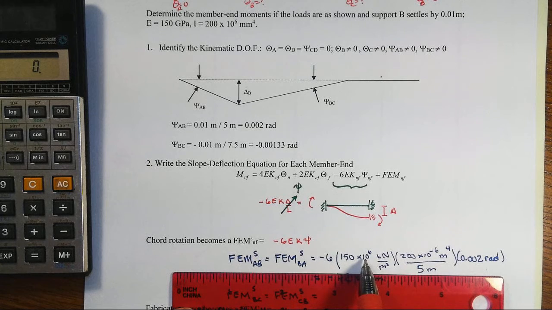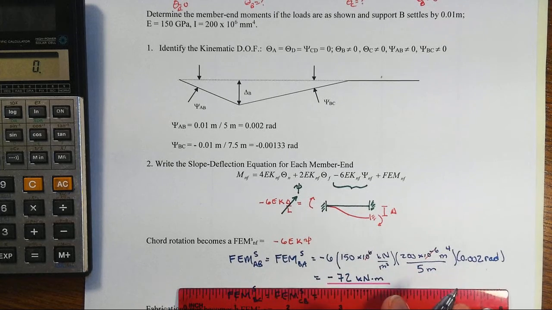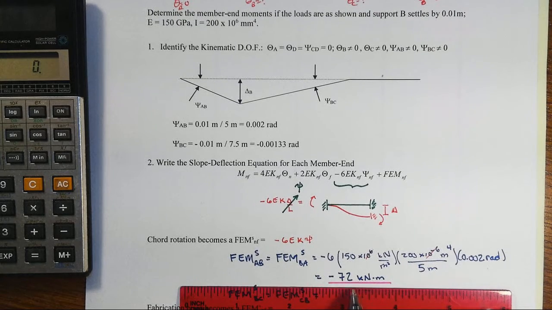That's 150 gigapascals. Looking ahead to kilonewton meters as the moment, then I've rewritten this in terms of not gigapascals but kilopascals. So 150 times 10 to the 6 kilopascals times our I over L of the member, and I've rewritten that I in terms of not millimeters to the fourth but meters to the fourth. That of course becomes very convenient in the exponents, and then of course times the chord rotation, and that gives us a negative 72 kilonewton meters at either end for AB.